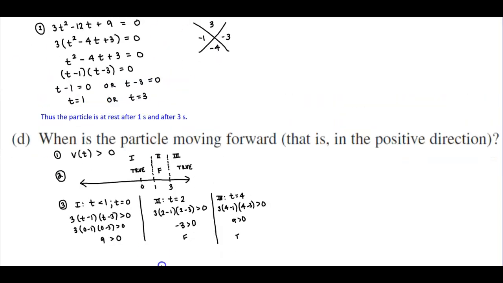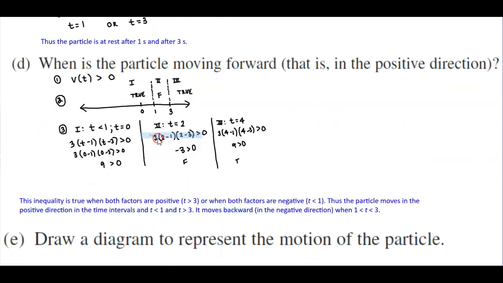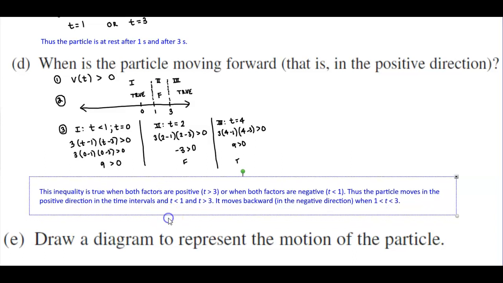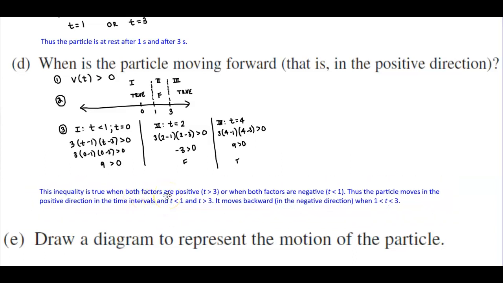So what does that tell us? That tells us that this inequality is true when both factors are positive or when both factors are negative. Thus, the particle moves in a positive direction in the time intervals for when t is less than 1 and when t is greater than 3. So it moves backward, in the negative direction, for when t is in between 1 and 3, meaning that's the false interval.